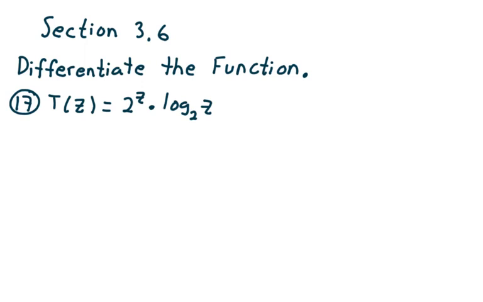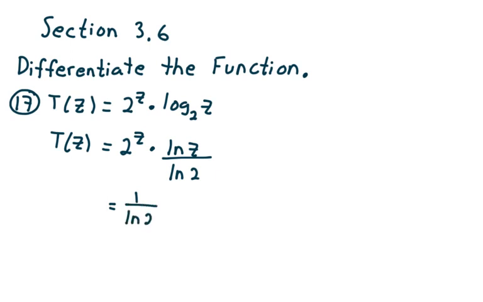Now, I'm going to rewrite t of z as the following. I'm going to write it as 2 to the z times natural log of z divided by natural log of 2. So I did a change of base. And so this is 1 over natural log of 2 times 2 to the z times natural log of z. And I'm going to now apply the product rule.